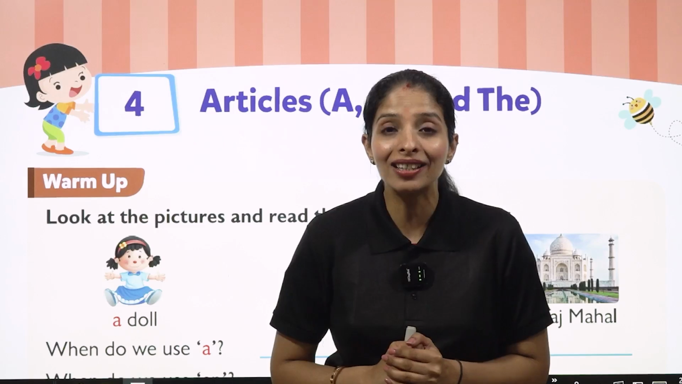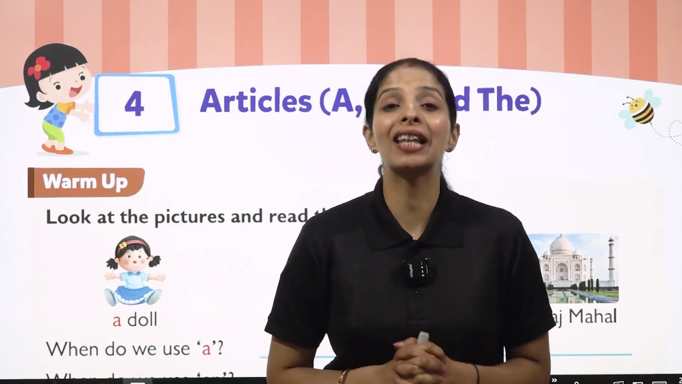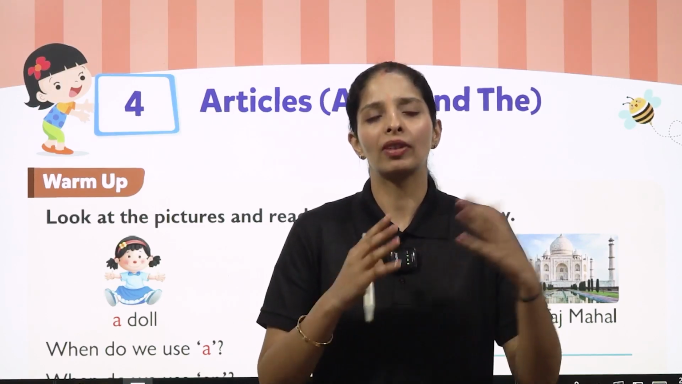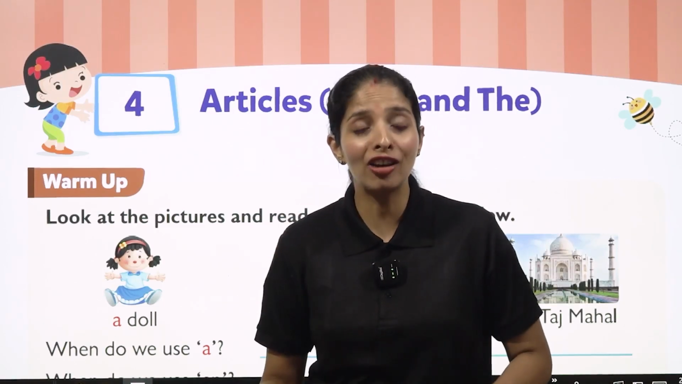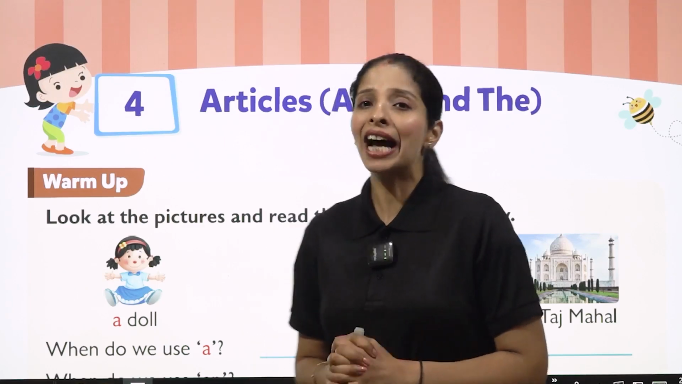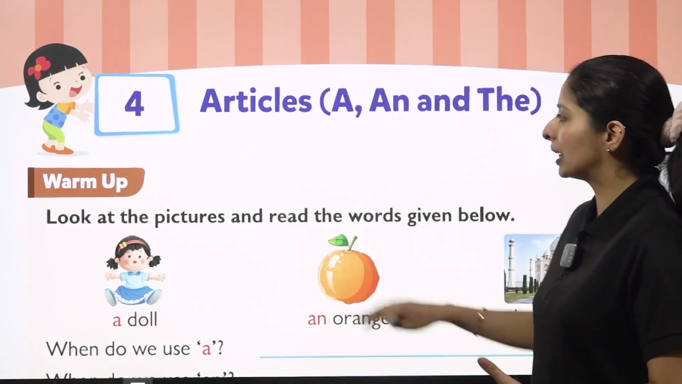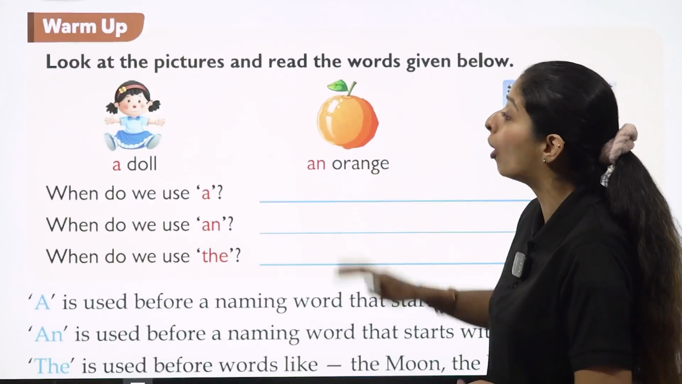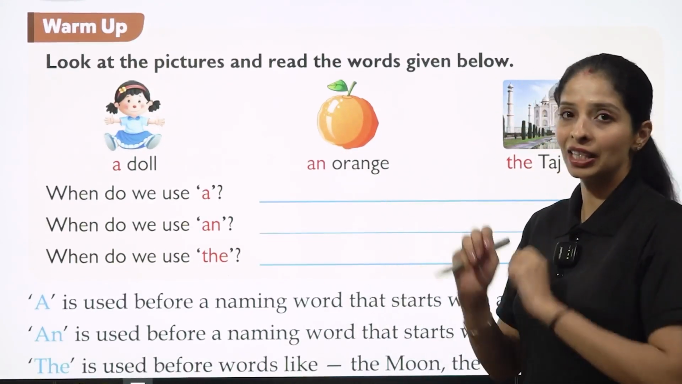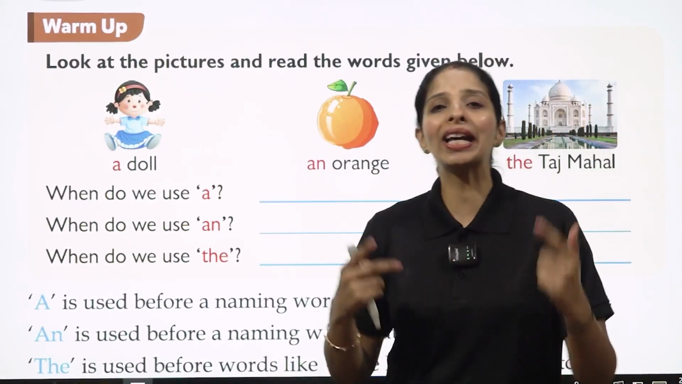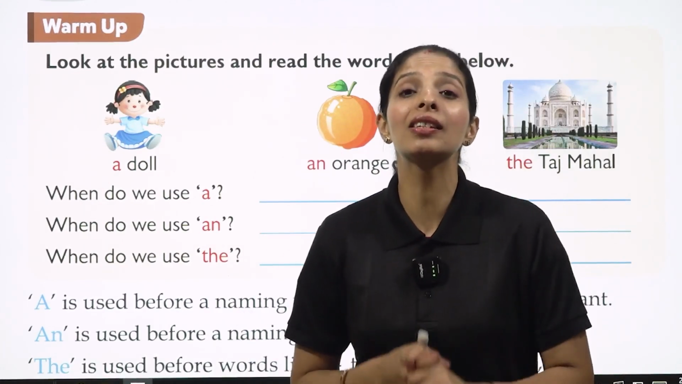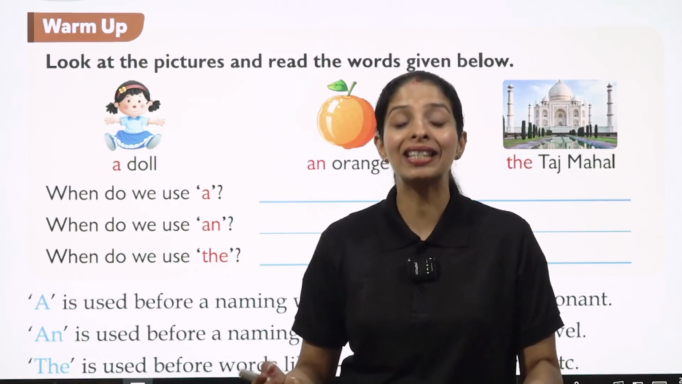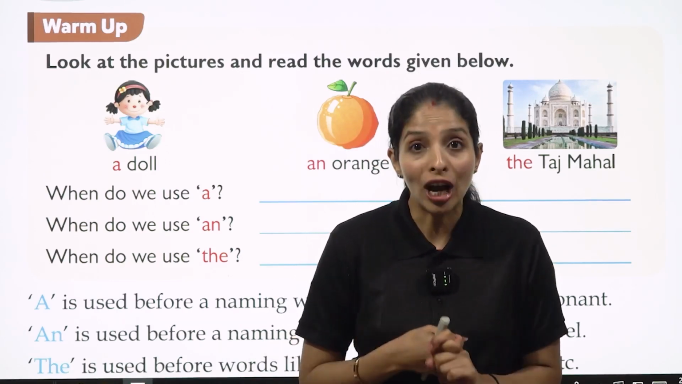Now, what are the articles? Articles are the words that come before a noun, just to show if we are talking about something specific or general. You will understand more about articles once we start the chapter. So, let's begin with the warm-up. Before starting the warm-up, just quickly revise how many letters there are in the English alphabet. There are 26 letters in the English alphabet.